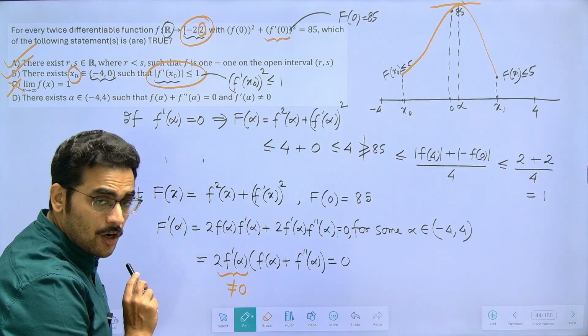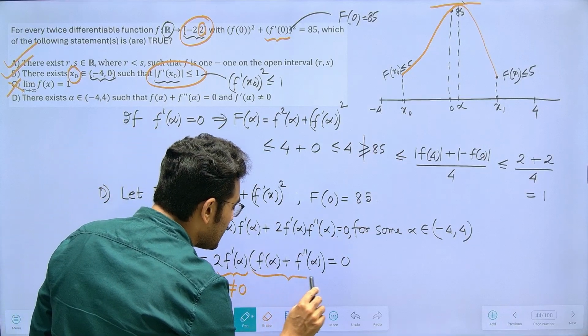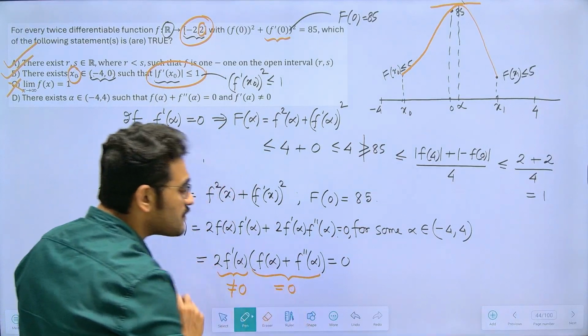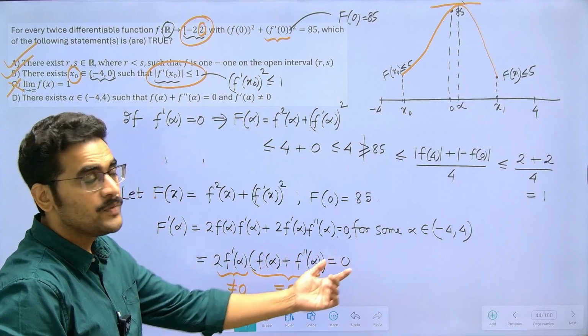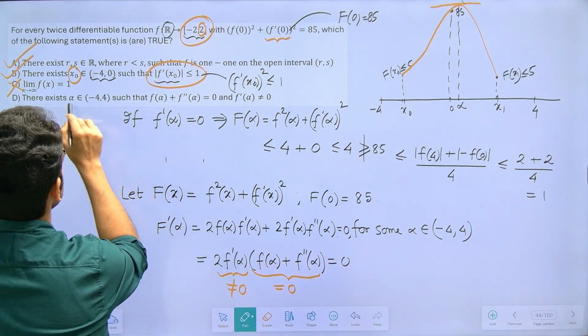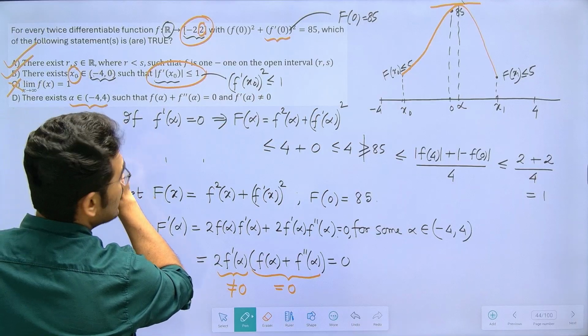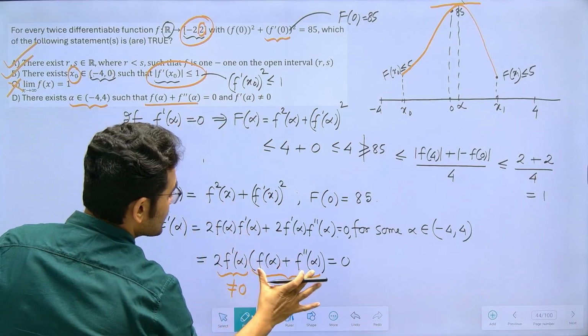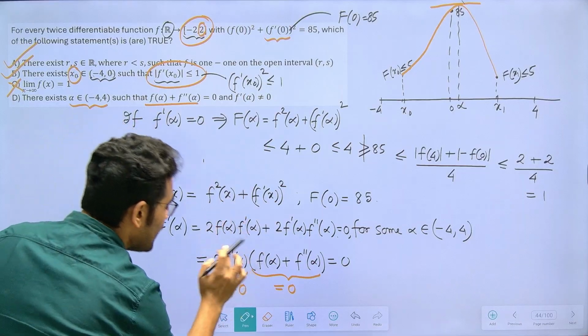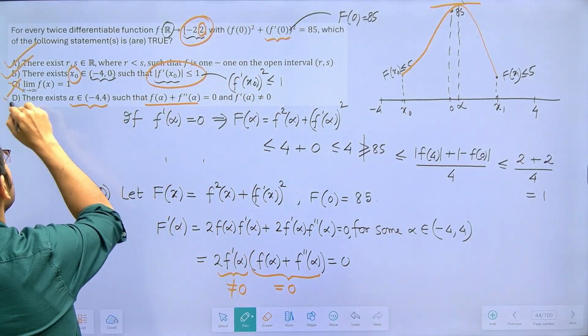If this factor cannot be 0, that means the other factor definitely should be equal to 0. This factor must be 0 because the product is 0. So option D is: there exists alpha between -4 and 4 such that the second factor is 0, but f dash alpha is not 0. So option D is correct.